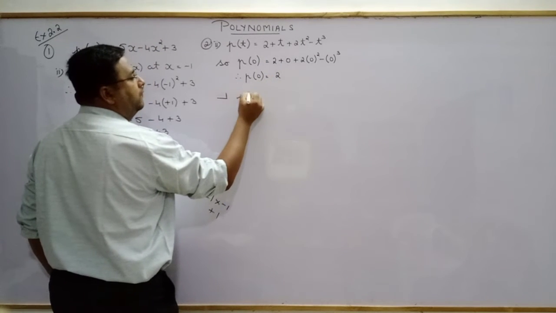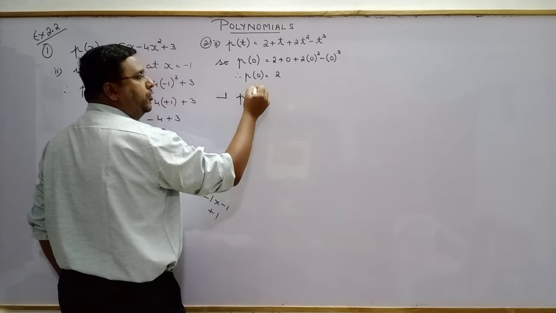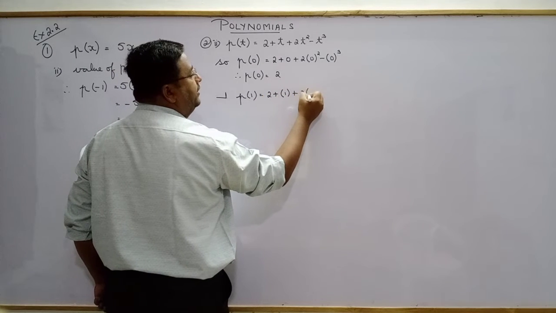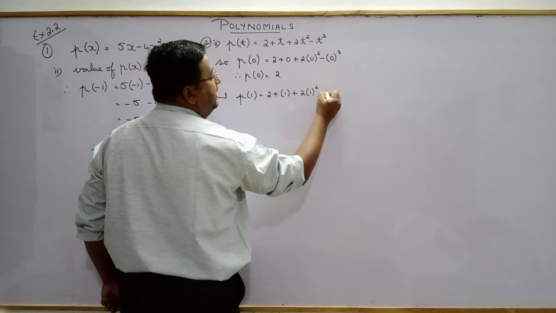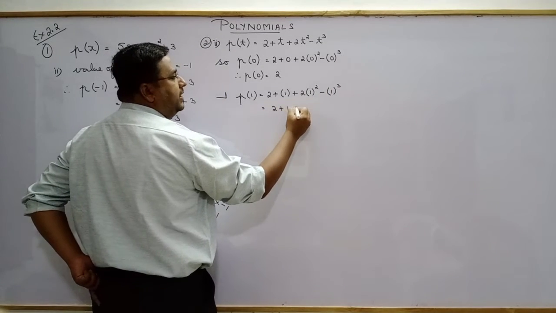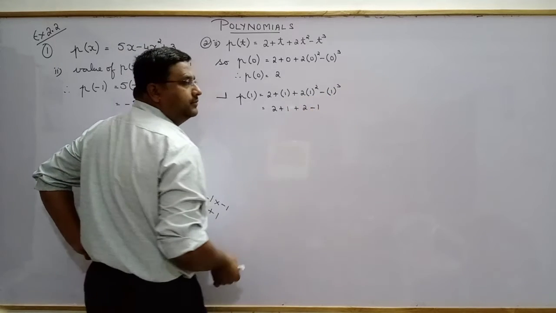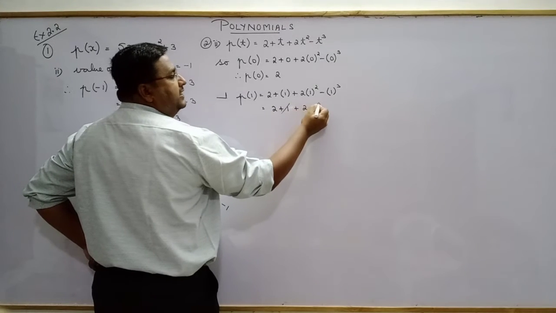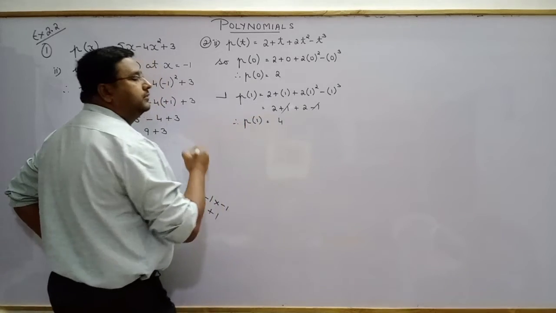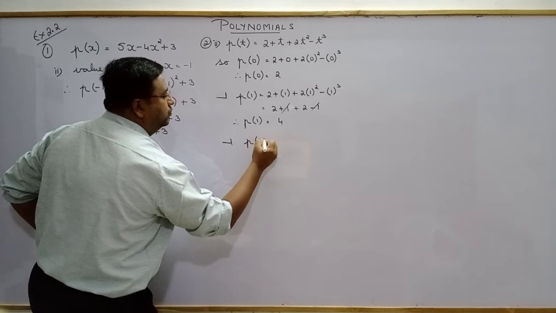And p of 1, in place of t, now we are substituting 1 in the polynomial. So 2 plus 1 plus 2 into 1 square minus 1 cube. Solve it. 2 plus 1 plus, 1 square is 1, 1 into 2 is 2, minus 1 cube is 1. Plus 1 minus 1 cancel, 2 plus 2 is 4. So what is the value of this polynomial at 1? 4.